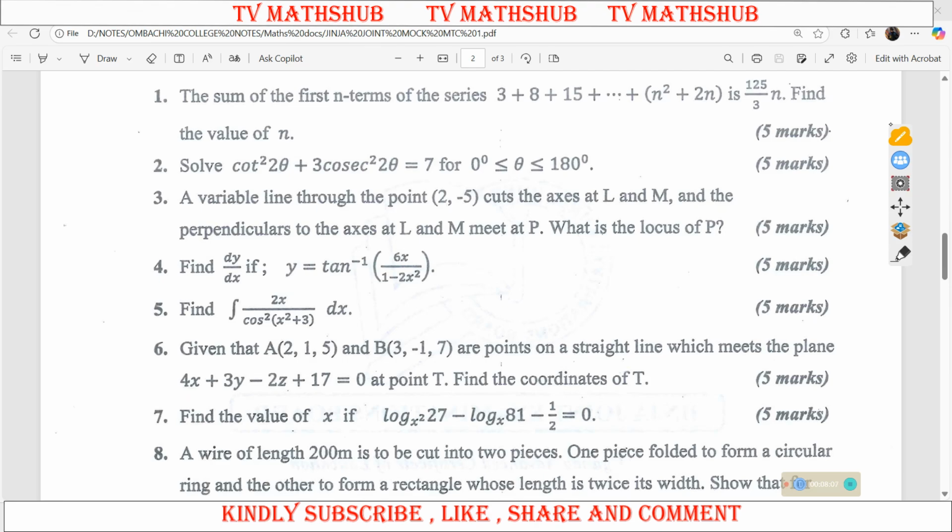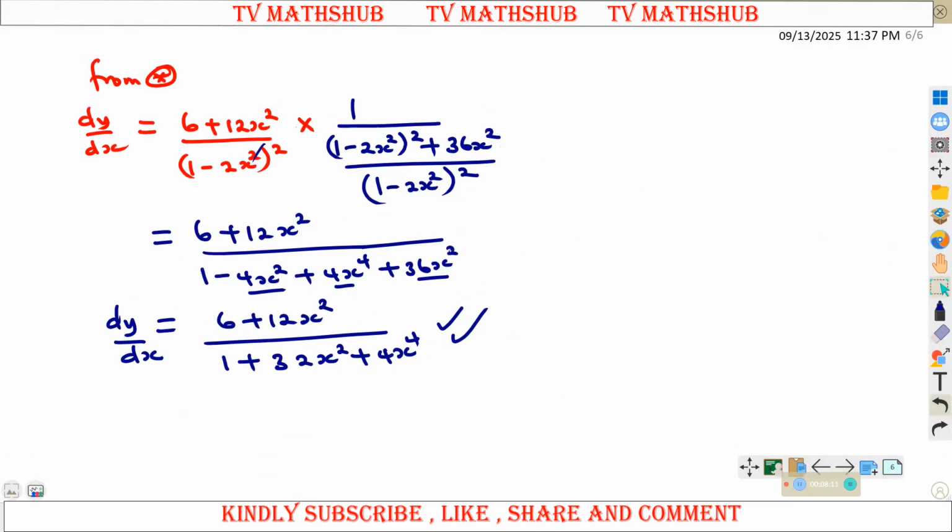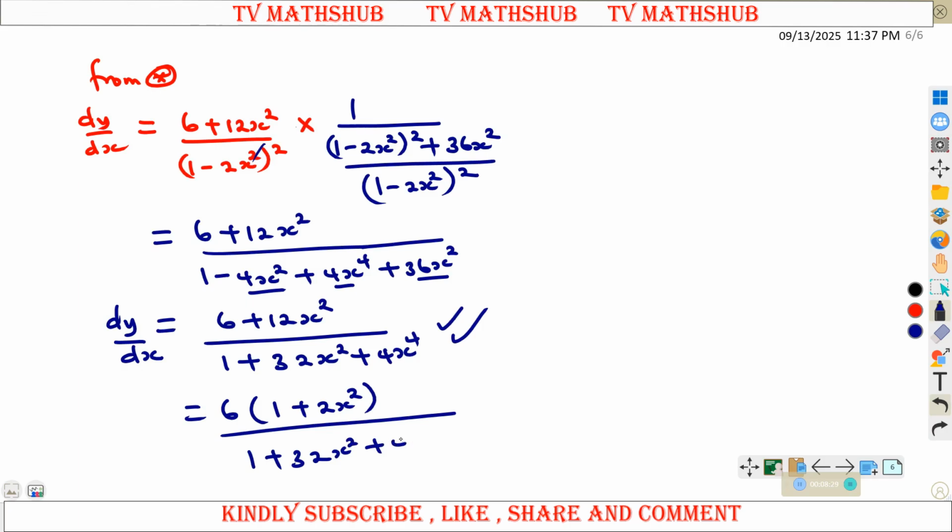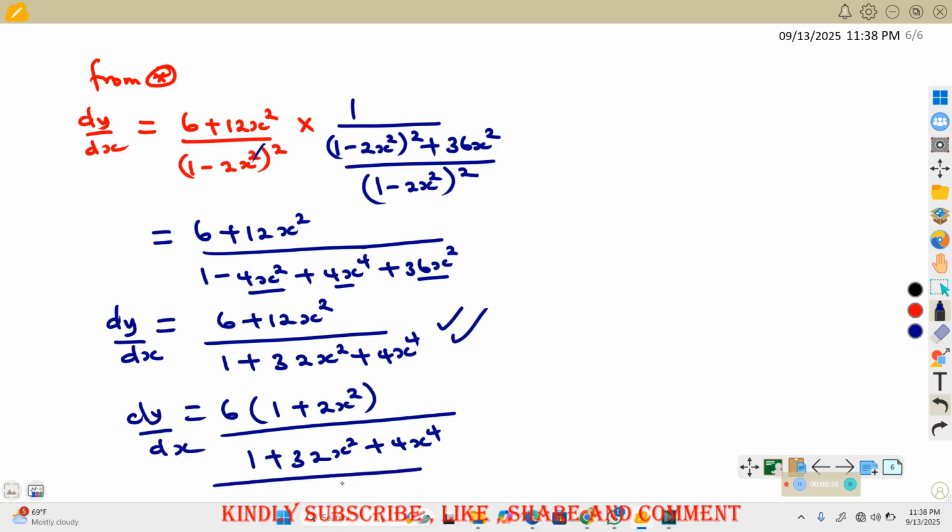So basically they wanted us to find dy/dx, and that will be dy/dx. Only that you can also simplify this further to have 6 into 1 plus 2x squared divided by 1 plus 32x squared plus 4x to the power 4. And this will be dy/dx.